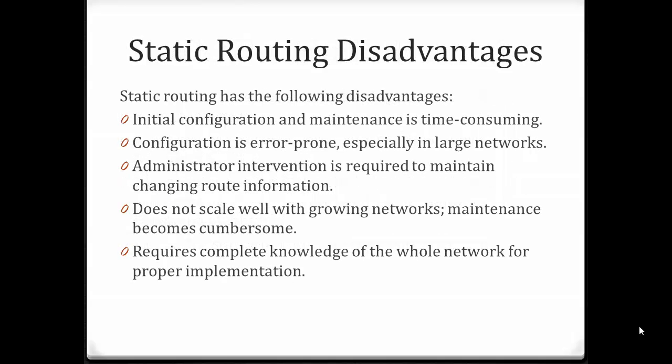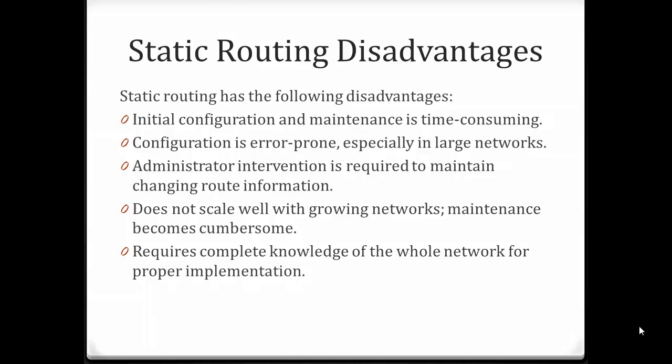There are some disadvantages to static routing. The initial configuration and maintenance can be very time consuming. If you have a very large topology with many subnets, typing in all of the routes to all of those different subnets is going to take a while. The configuration is error prone. Because you are manually entering these in there, all it takes is entering in the wrong outgoing interface or entering in the wrong subnet mask, and we're going to have errors on our network.